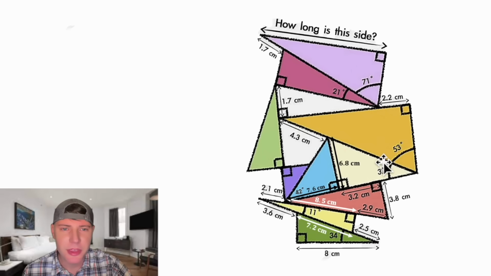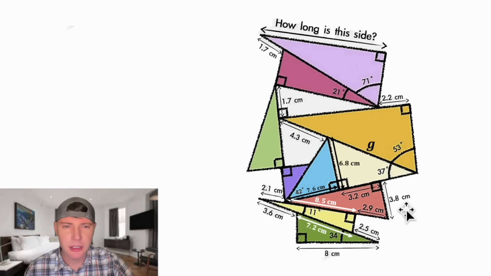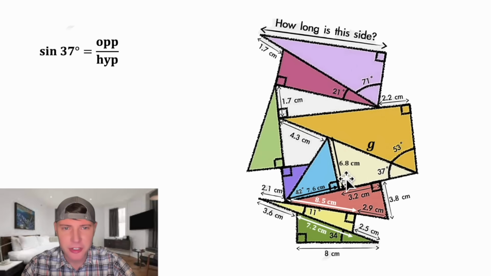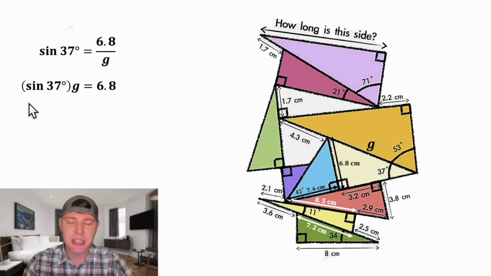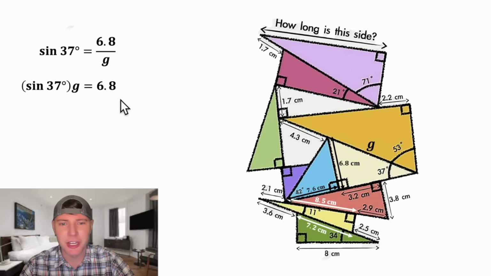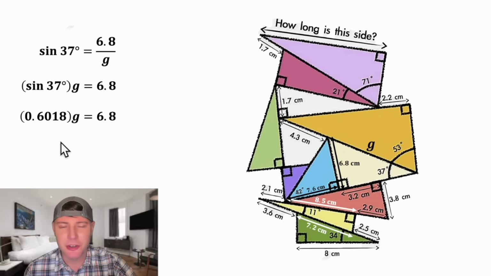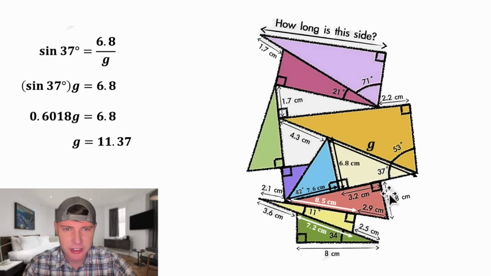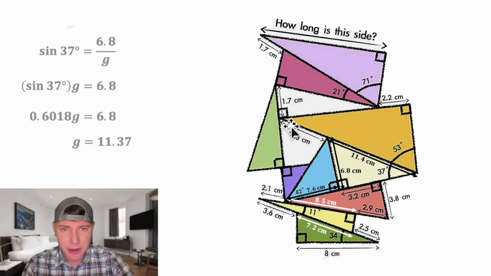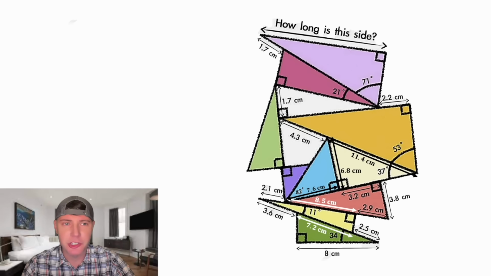Next, we want this piece here. Let's call it g. In this triangle, we have the opposite and the hypotenuse. We're going to use sine. The opposite of the 37 is 6.8, and the hypotenuse of this triangle is g. After we cross multiply, we get sine 37 g equals 6.8. And sine of 37 degrees is approximately 0.6018. After we divide both sides by 0.6018, we end up with g is equal to 11.37. So for this distance here, let's plug in 11.4. And now we have this total side length of this mustard triangle. It's going to be 4.3 plus 11.4, which is 15.7 centimeters.